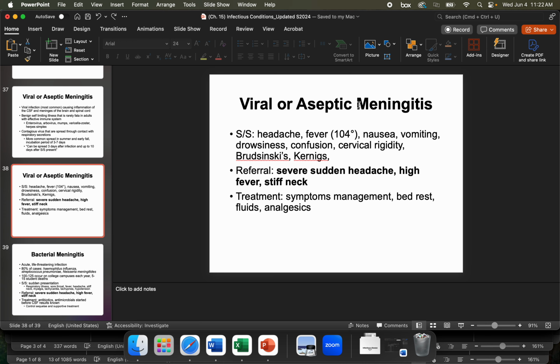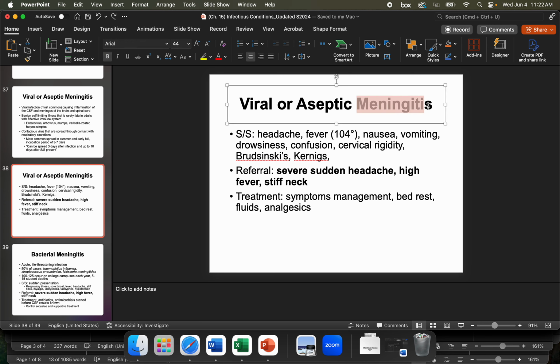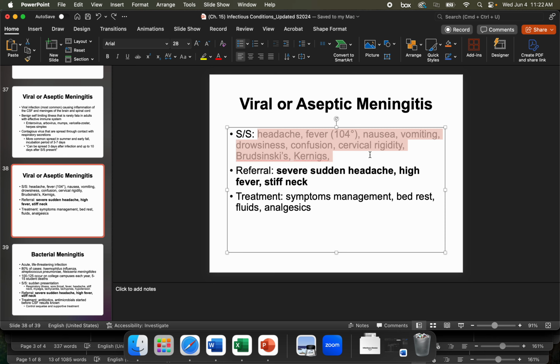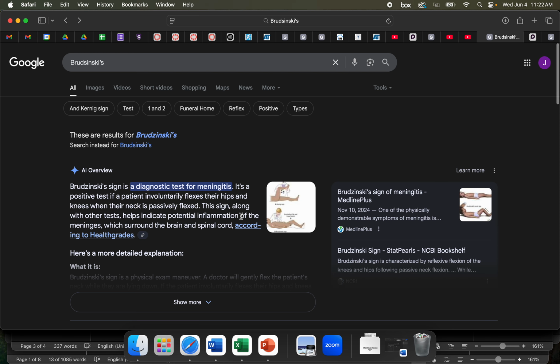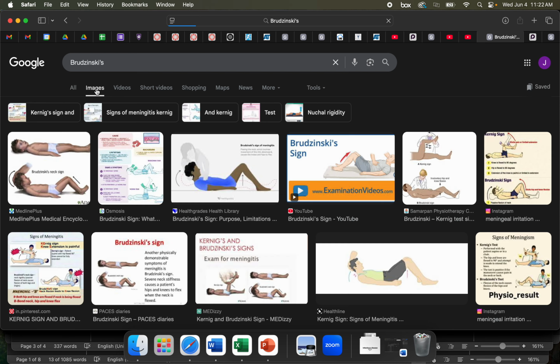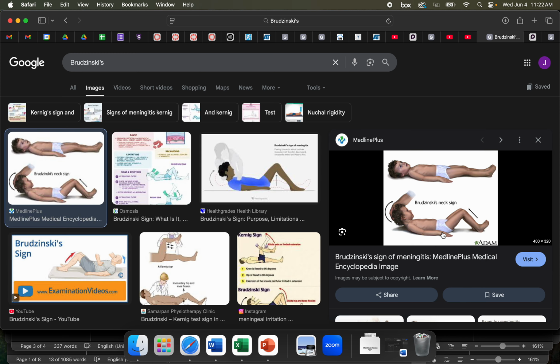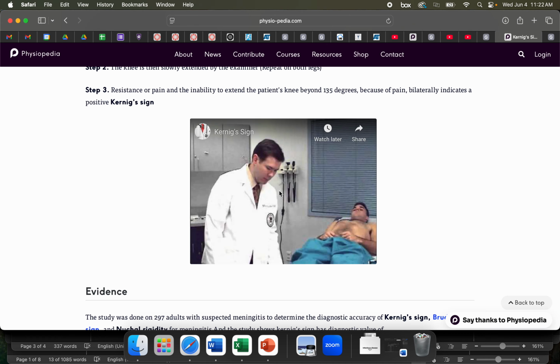If someone has meningitis, they will feel really sick: headache, fever, nausea, vomiting, drowsiness, confusion. I did want to pull up these videos or these images. So this is Brudzinski's sign. You are essentially putting the nervous system on stretch, because remember, it's the meninges that are inflamed. If you put the meninges in a place where they're on stretch, what the patient will report is pain in their back. And here's a video on this.